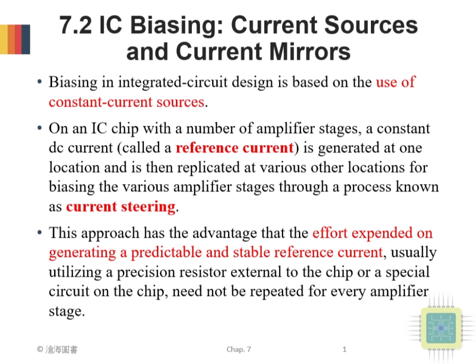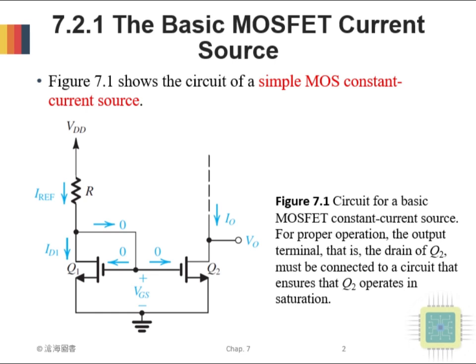current steering. This approach has the advantage that the effort expended on generating a predictable and stable reference current, usually utilizing a precision resistor external to the chip or a special circuit on the chip, need not be repeated for every amplifier stage. Figure 7.1 shows a circuit of a simple MOS constant current source, where Q1 and Q2 are matched MOSFETs. Their gates are connected, and the gate and drain of Q1 are short-circuited to form a current mirror.